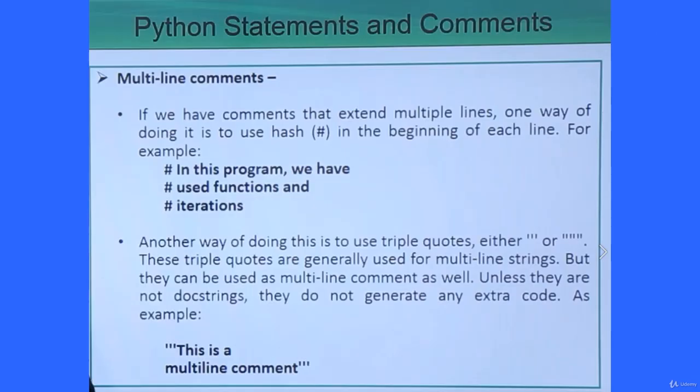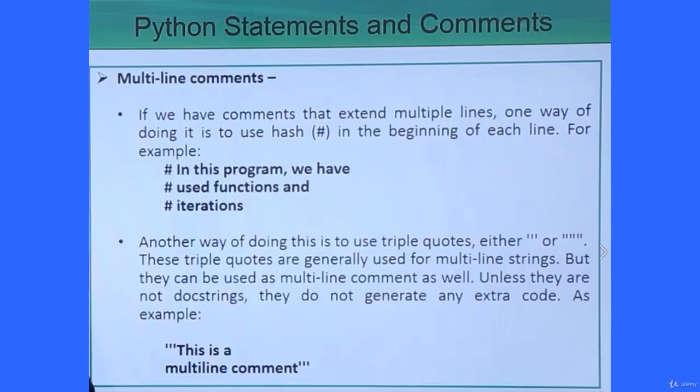Whenever you need to write multi-line comments, that means multiple lines in the comment block, one way of doing it is to use the hash symbol at the beginning of each and every line. Consider this one: here we have a multi-line comment. In this program, we have used functions and iterations. It can be done this way, with the hash symbol at the beginning of each and every line.